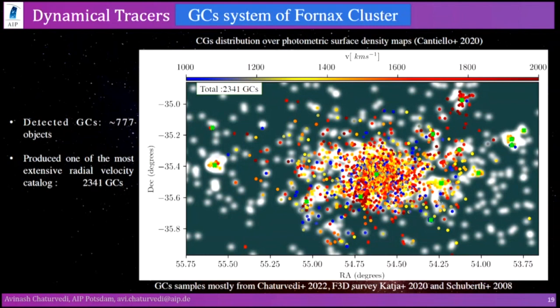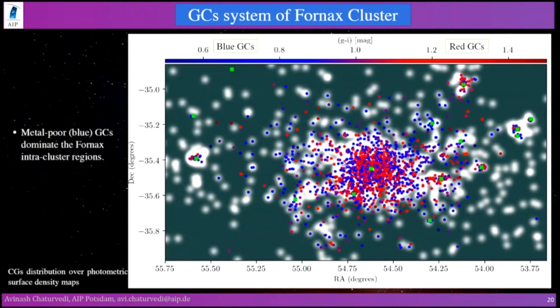And globular clusters come in two categories: the metal rich or red globular clusters, and the blue, which are metal poor. We were interested in knowing what kind of globular clusters are present in these intracluster regions where there are no galaxies or substructures. Using the color, I divided the sample, and this is how the phase space diagram in color looks.